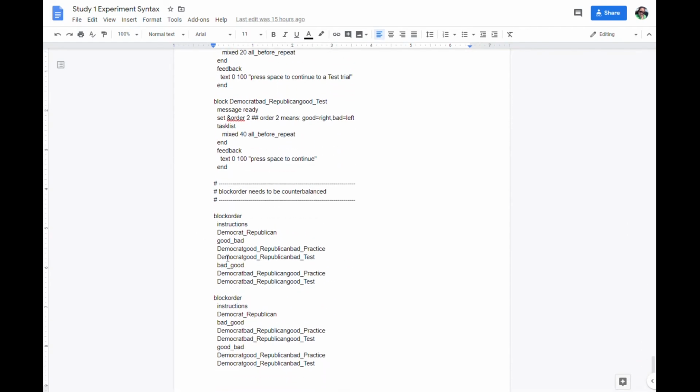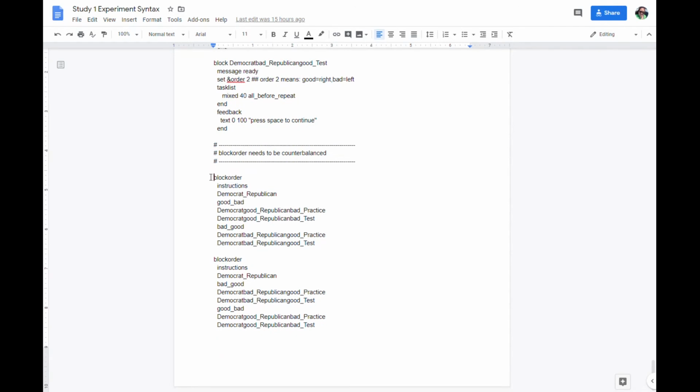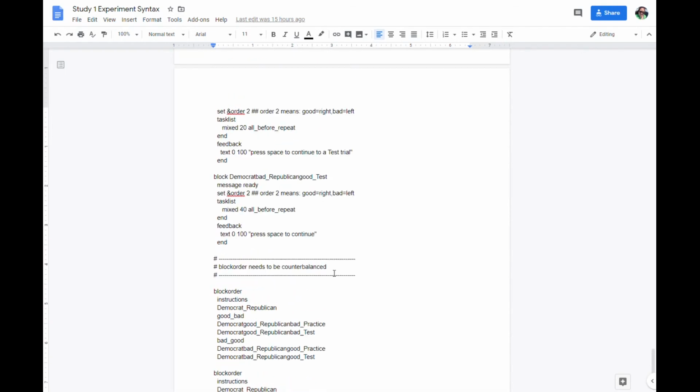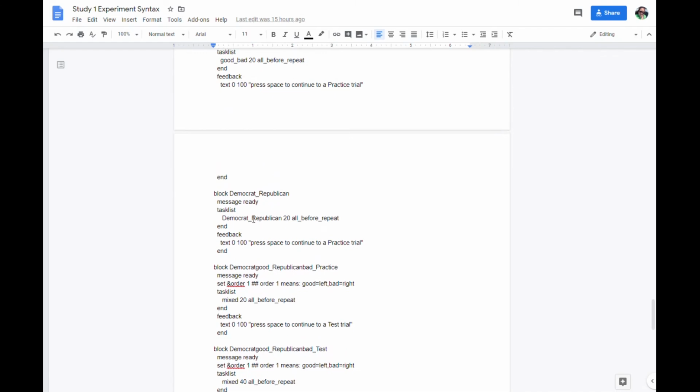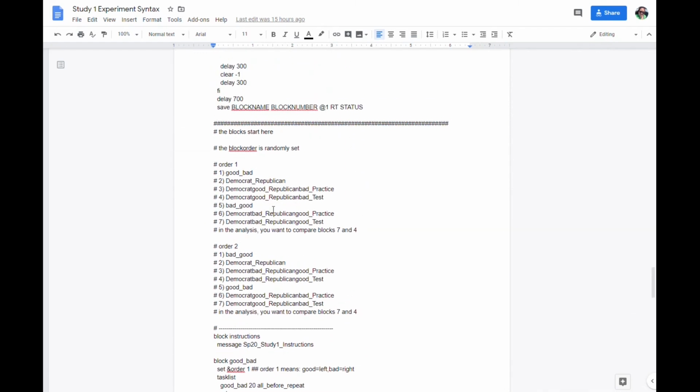The block order tells you there were two different orders. They were randomized, which one you got. So the instructions, then a practice with Democrat, Republican, then a practice with good, bad, then a practice with both of them combined, and then the test. Then we switch it, bad versus good, practice, and then test again. Same thing for the other one, but you can see they've been counterbalanced. So they start instead of good, bad, bad, good, and good, bad.